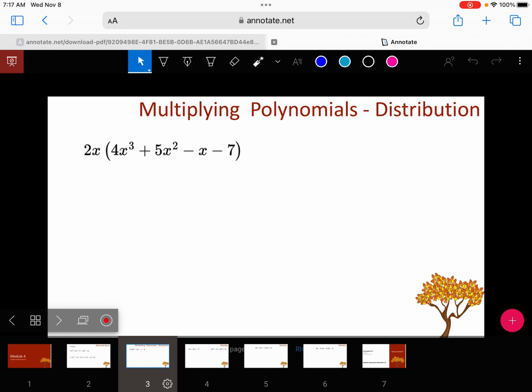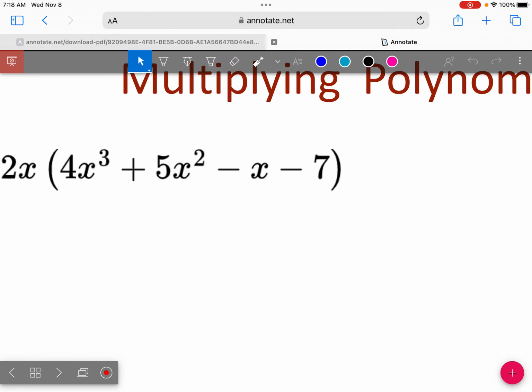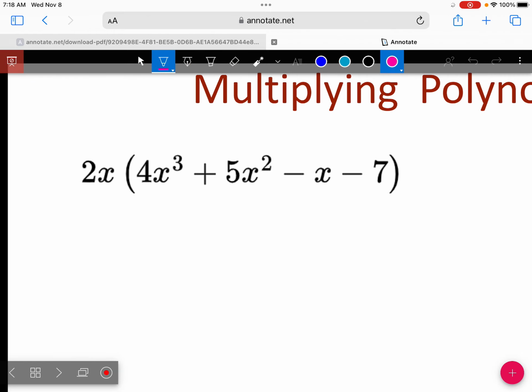So we're going to multiply this quantity. Awesome. So the way we're going to do that is we're going to do this with distribution. We are going to take this 2x and we are going to distribute it. So we're going to do 2x times 4x cubed.